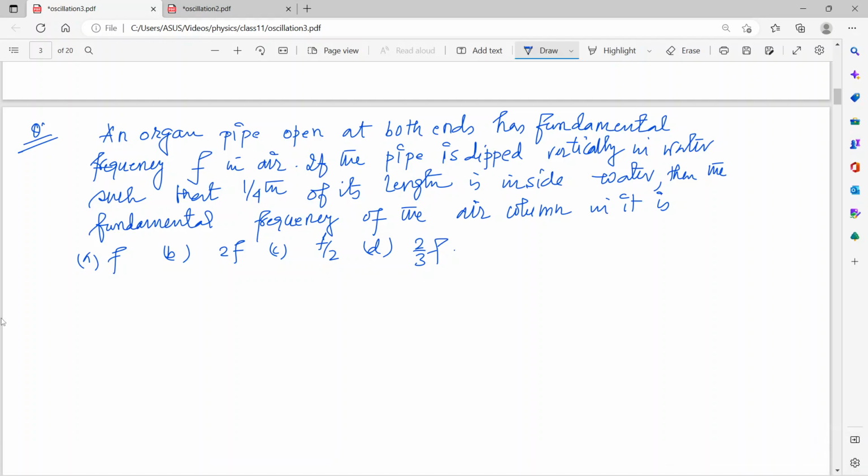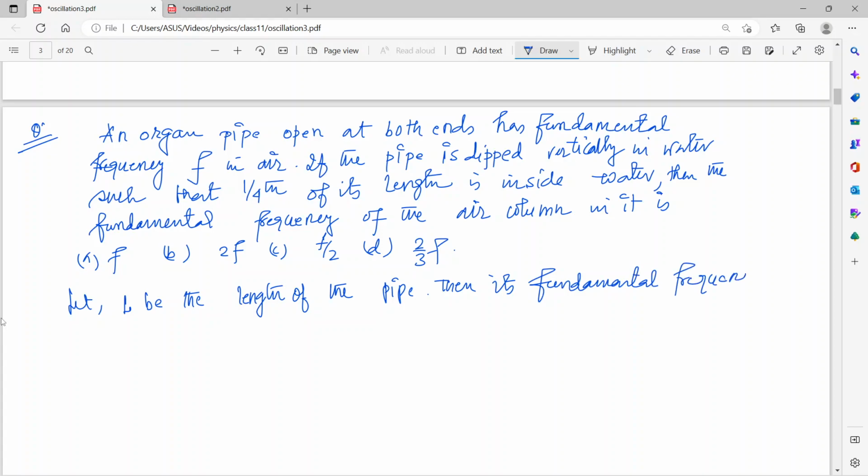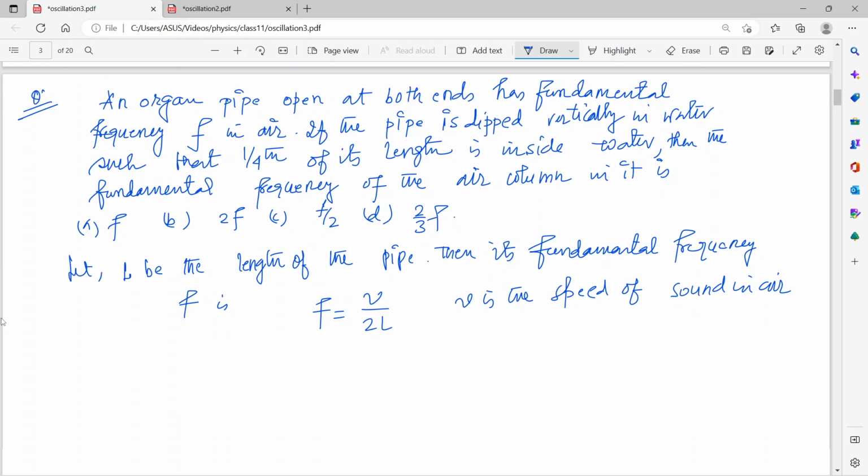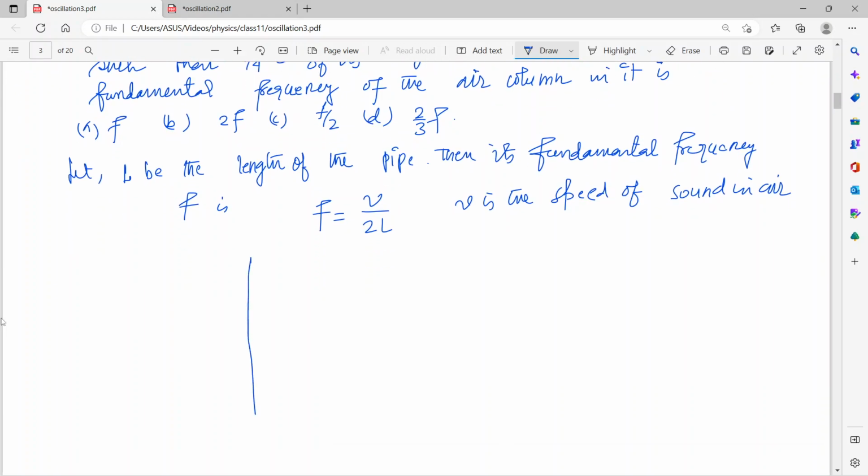Here, what do we know? Let us say L is the length of the pipe, then its fundamental frequency f is V by 2L that we got, where V is the speed of sound in air. So the pictorial diagram is this, and you know that the end correction E is equal to L.